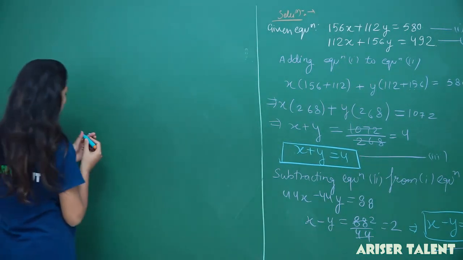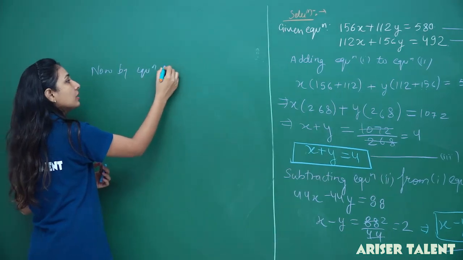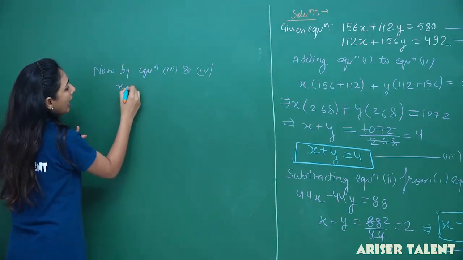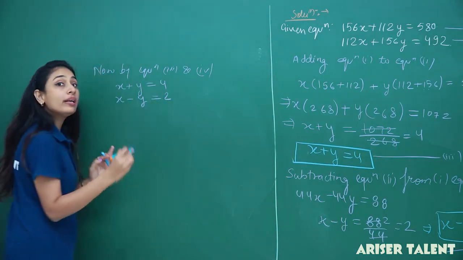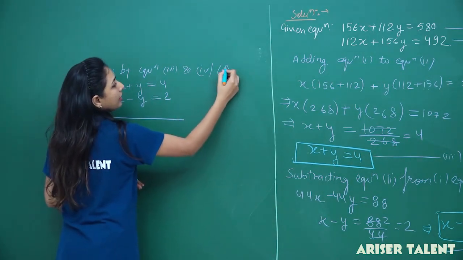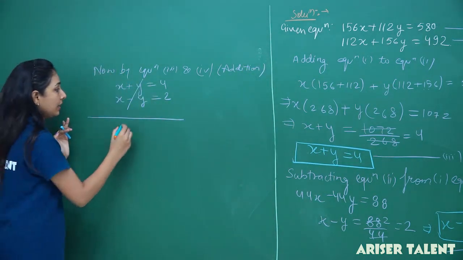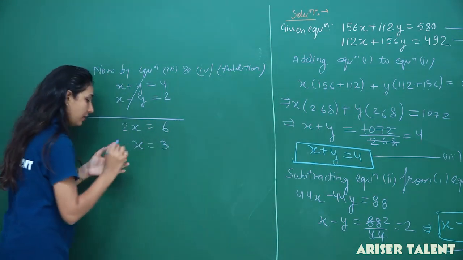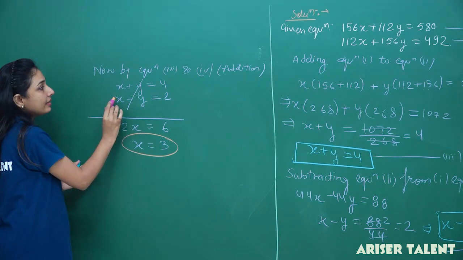Now by equation 3 and 4, we are having x plus y equals to 4 and x minus y equals to 2. What I'll do? I'll just add them. If I add, I can just add like this. This will be cut. 2x will be equals to 4 plus 2 equals to 6, students. So x will be equals to 3, right? x equals to 3. Now this is by simply adding.